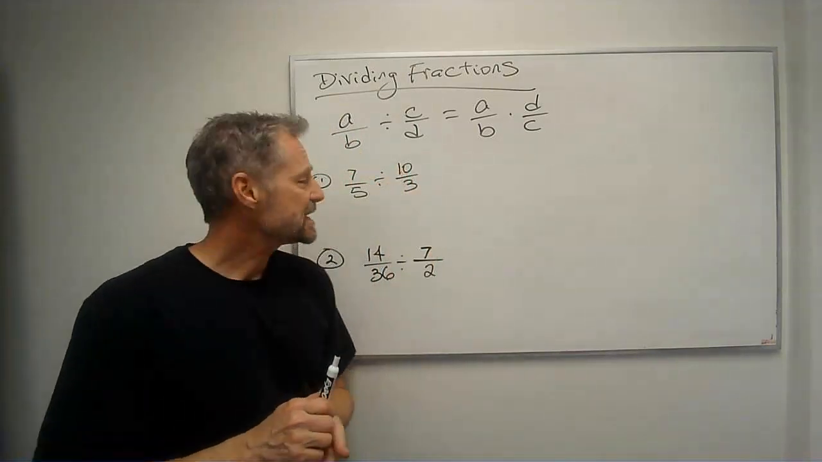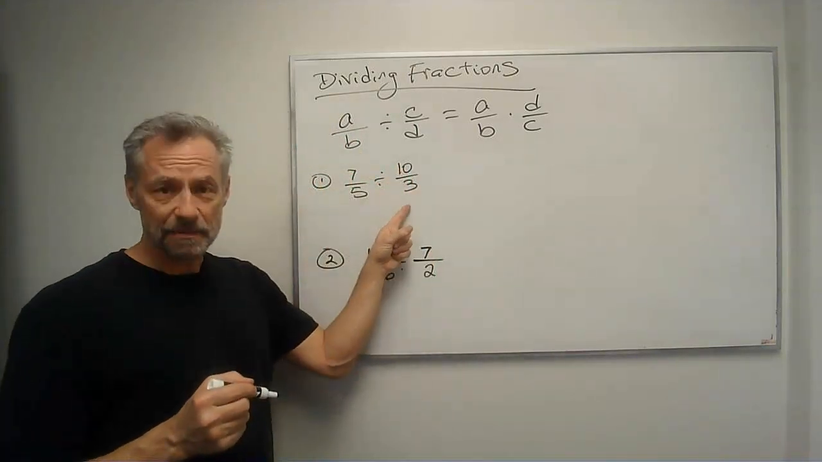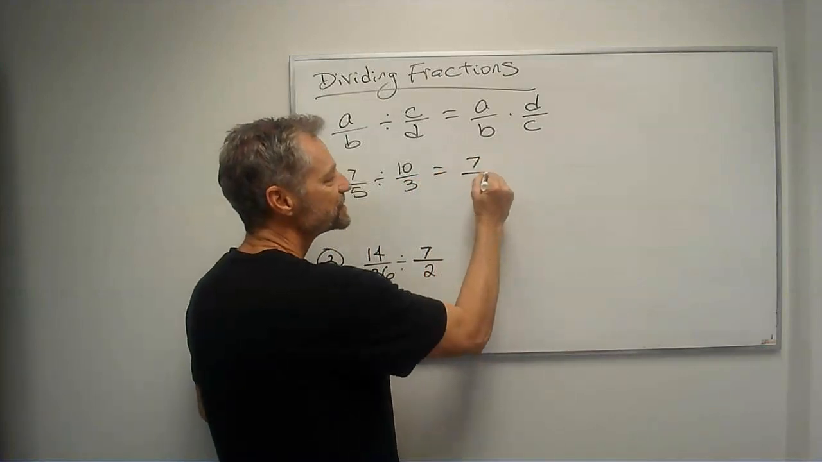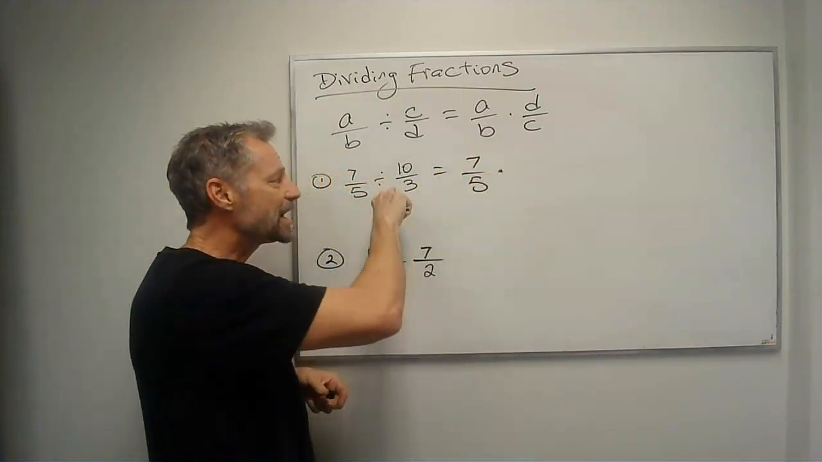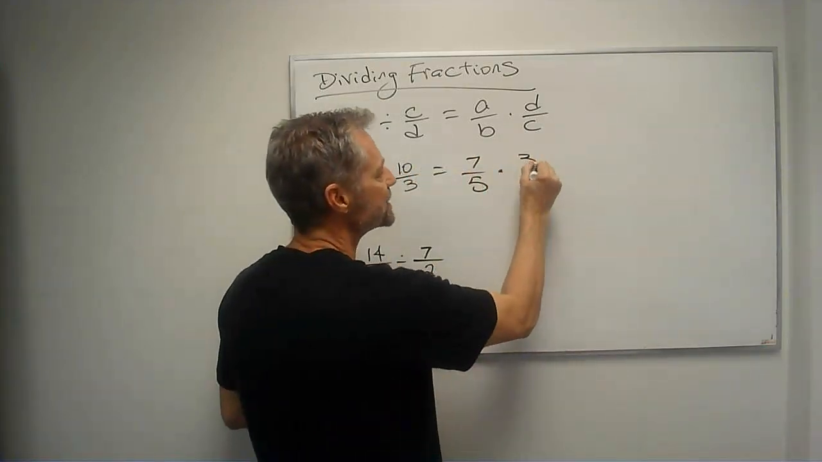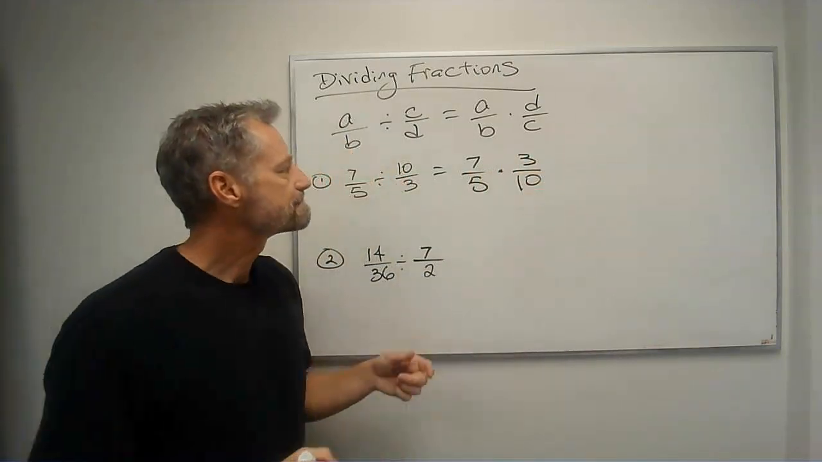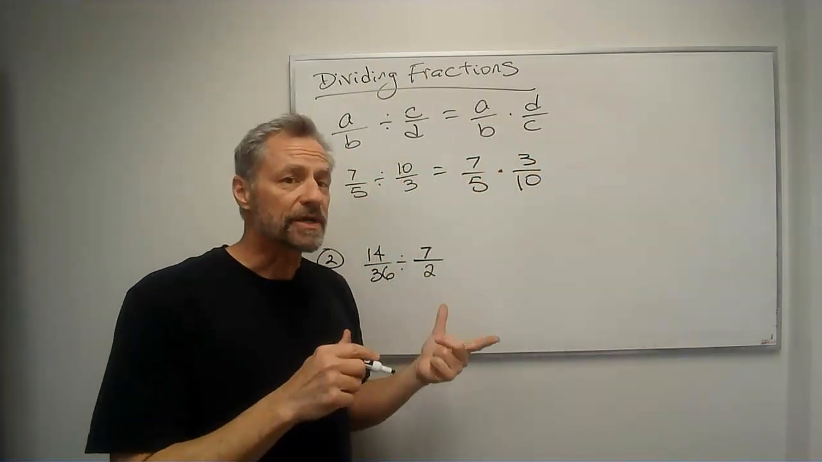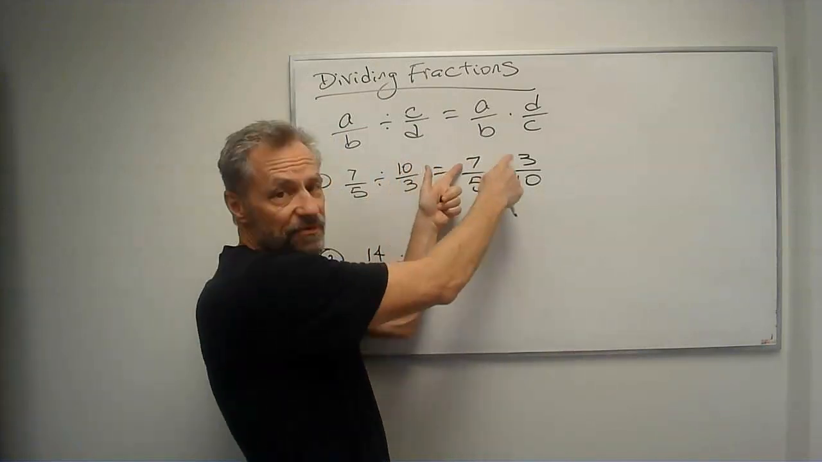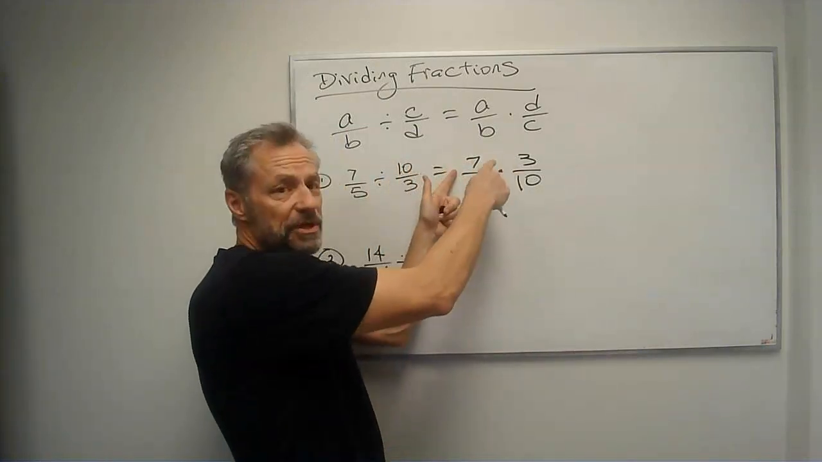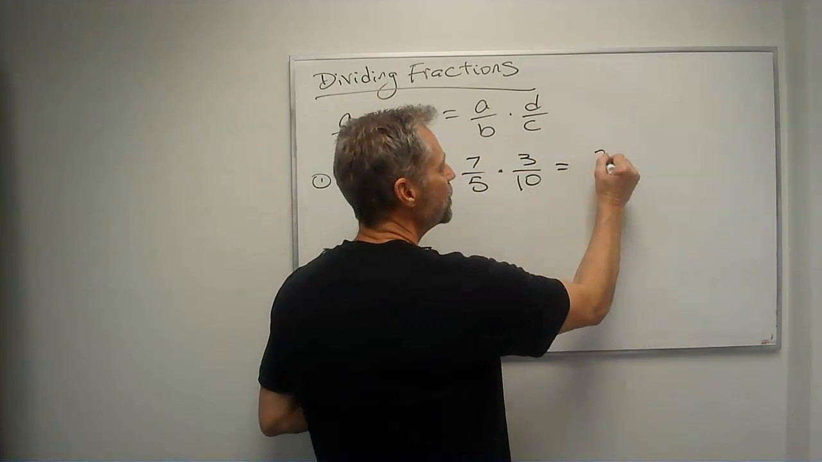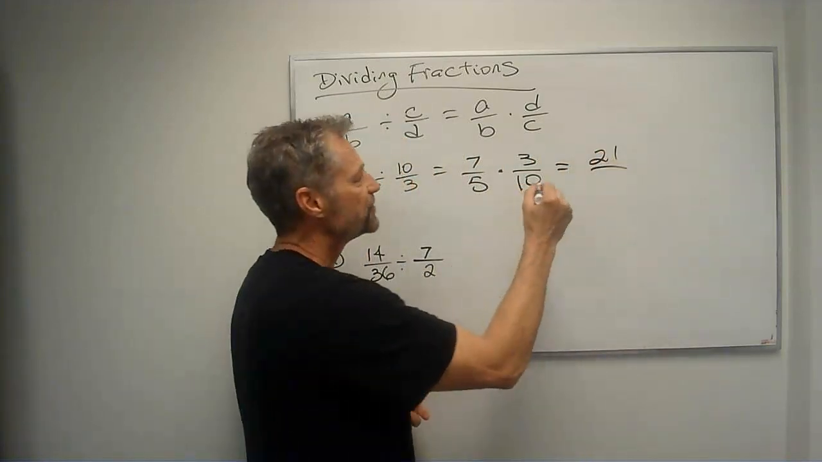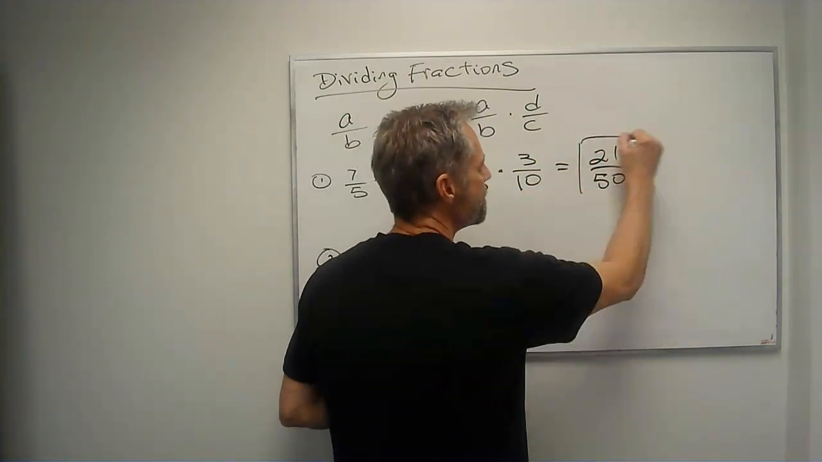But let's look at an example. So 7/5 divided by 10/3. The 7/5 stays as it is, but then times, then I flip over the 10/3, make it 3/10. Now, if I could reduce this, I would. I can't because there's no common factors in top and bottom. So I just multiply straight across. 7 times 3 is 21. 5 times 10 is 50, and I'm done.